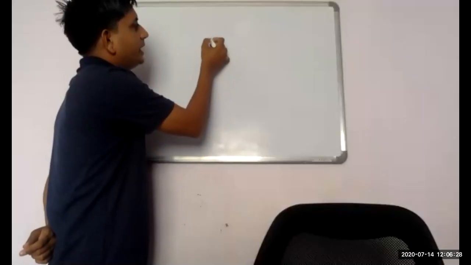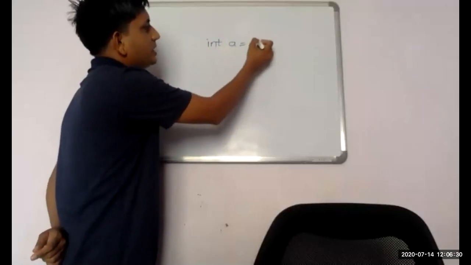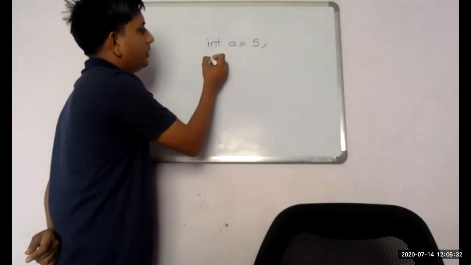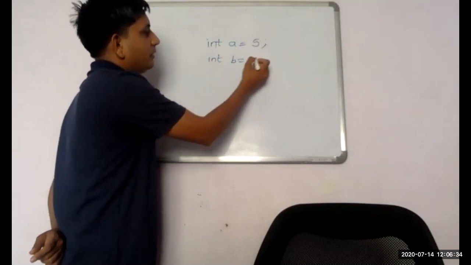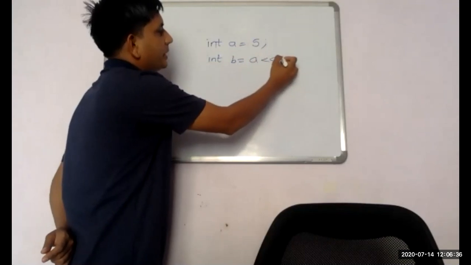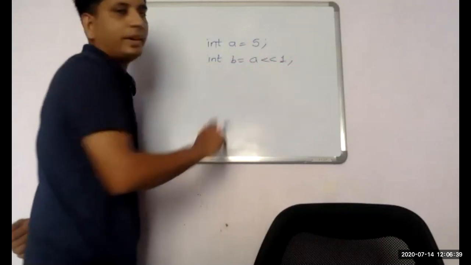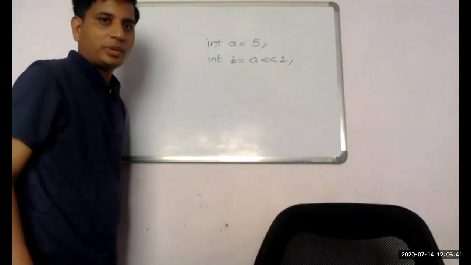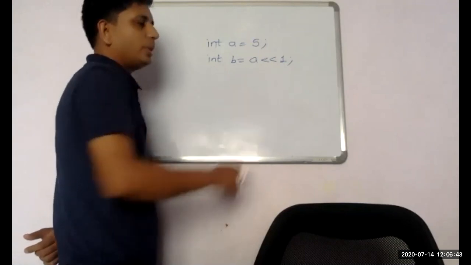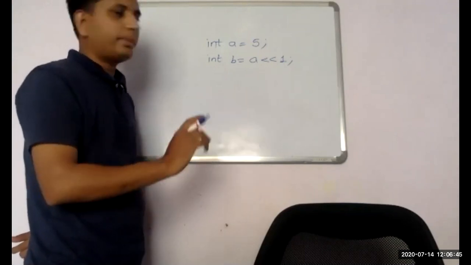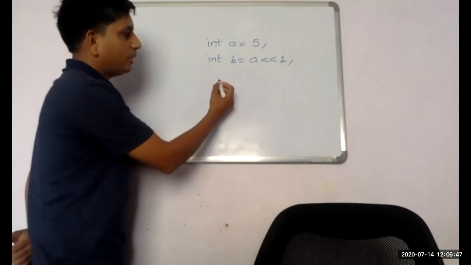Suppose there is one variable, integer a is equal to 5. And if you are doing integer b is equal to a left shifted by 1, what is the value of b that we need to calculate here? So in b is equal to a left shifted by 1, how is it actually calculated?